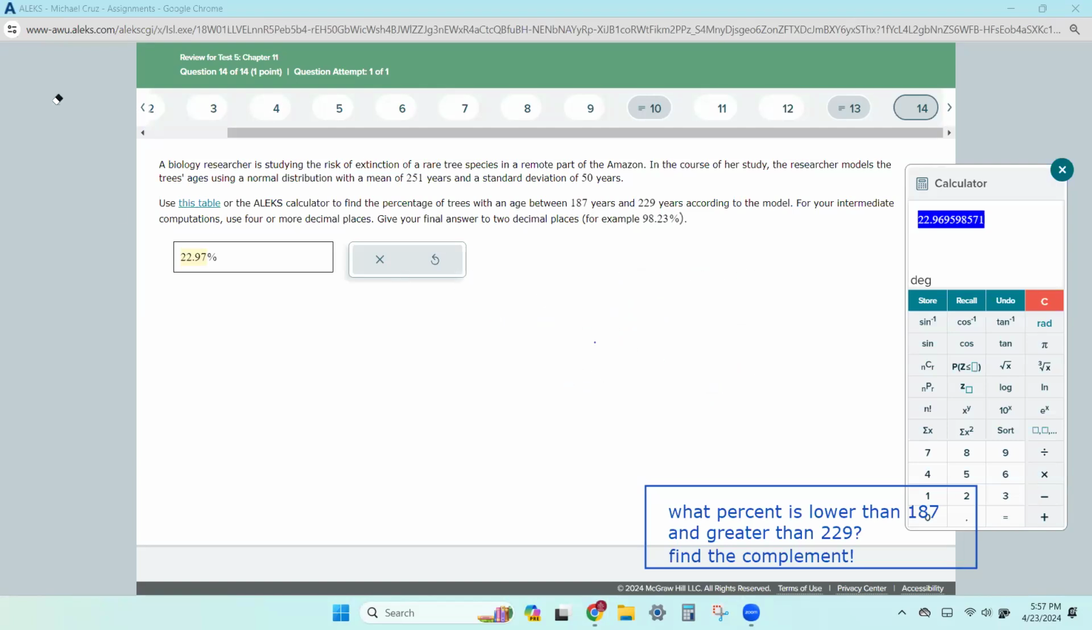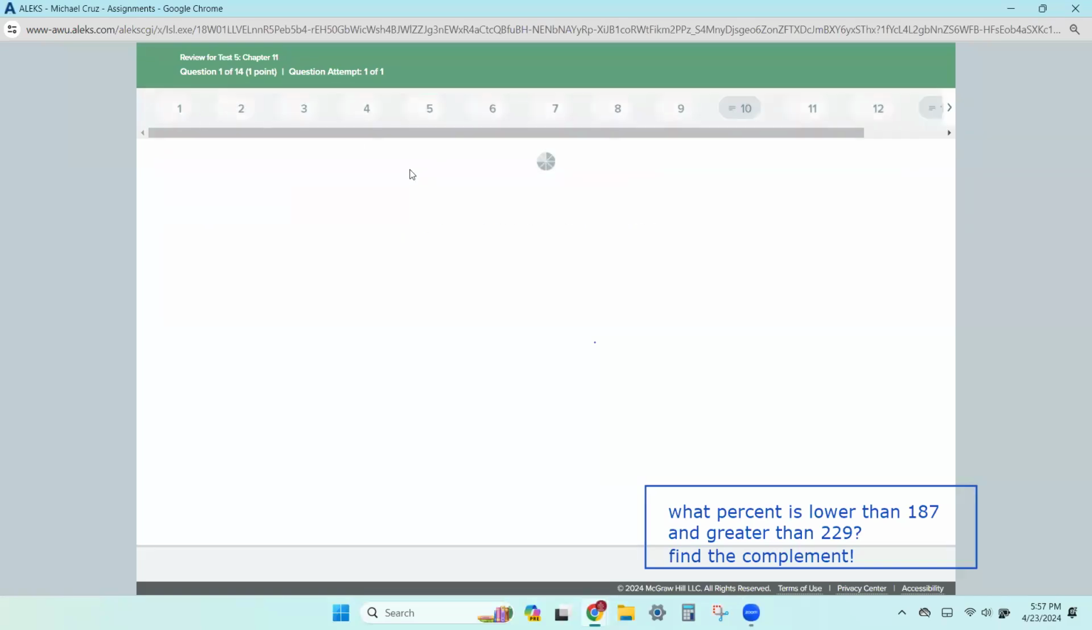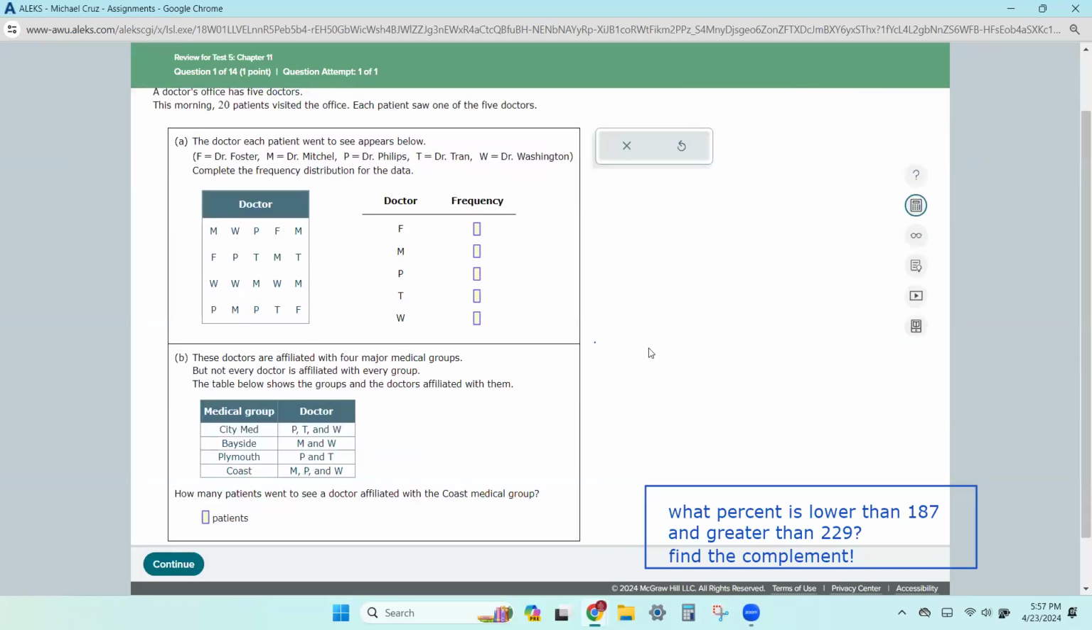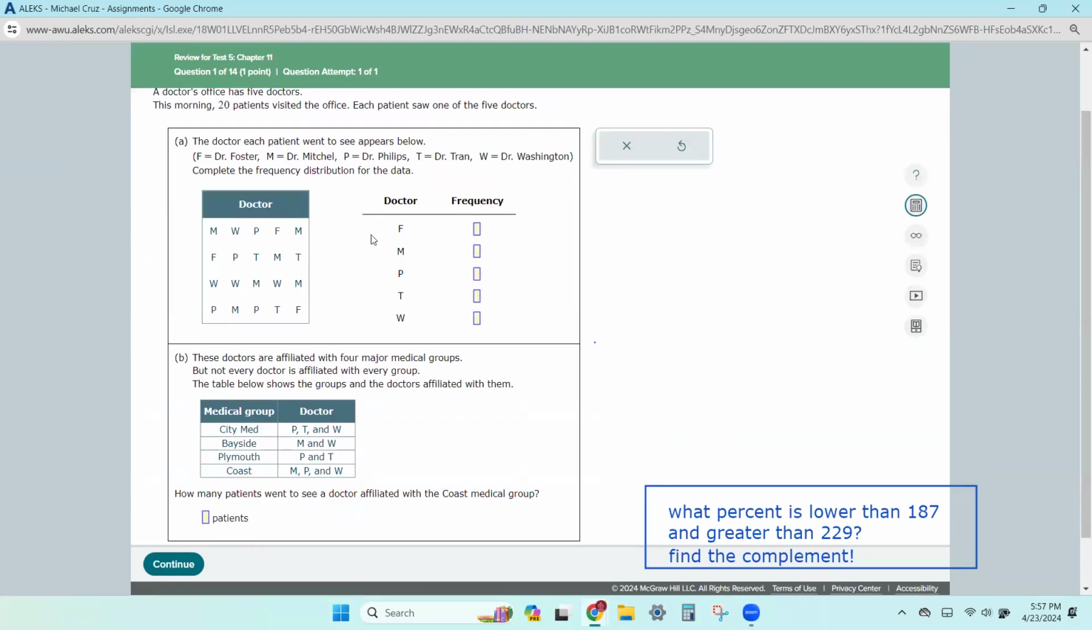Okay, so let's go back over to number 1. All right, so this one is the one where we count to make our frequency distribution. So we got 20 patients. All right, so when we finish all these, they should add up to 20. So let's see, 1, 2, 3. Did I get all the F's?